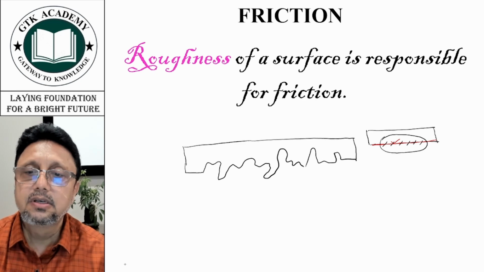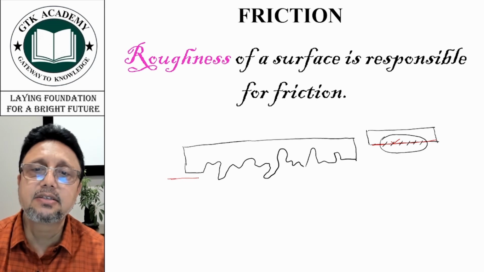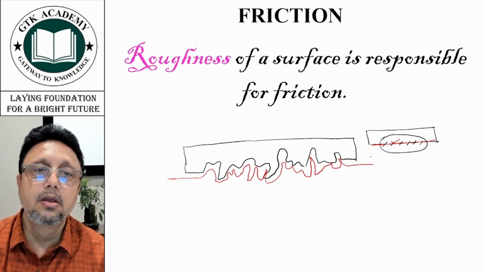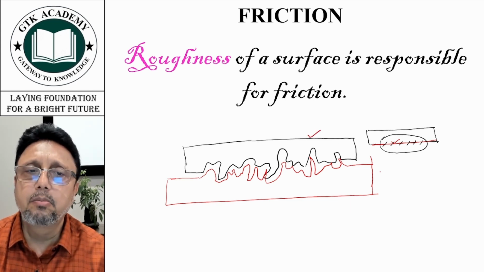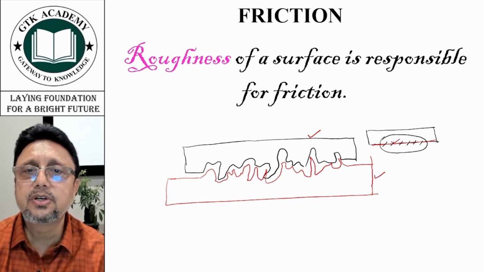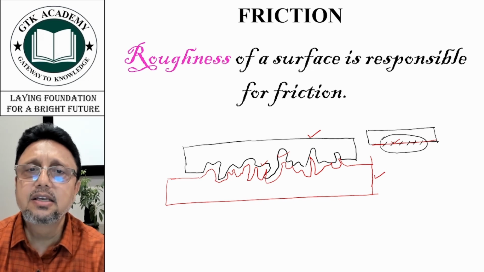Now, when this surface tries to move over another surface which again has that kind of irregularity, now we have two surfaces, one shown by black color and the other by red color. There is going to be opposition to this movement because of this irregular shape. So this is called roughness. So roughness of a surface is responsible for friction.